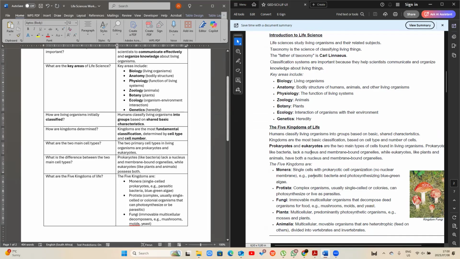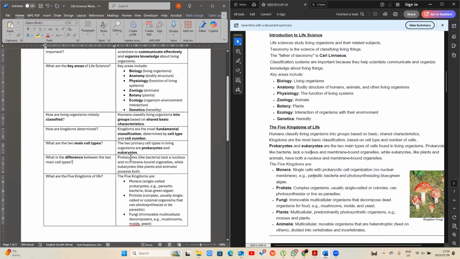Now, we also have to ask another question, which is, what are the 2 main cell types? Since we spoke about cell types and cell numbers, we also need to understand that there are different cell types that are going to determine whether or not there is a certain classification taking place. The main cell types in living organisms happen to be prokaryotic and eukaryotic. It is also important to understand that there is a difference between the 2 main cell types, and that is going to help us classify them further.